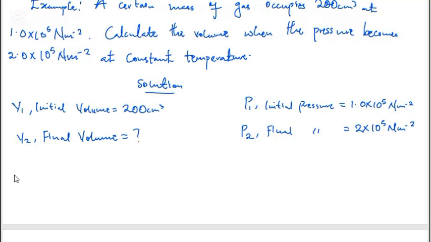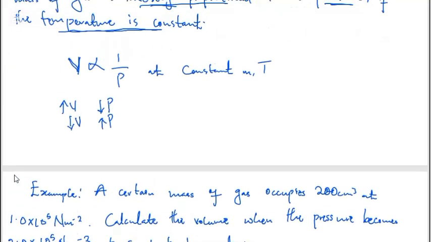So what do you know? I forgot to mention, if V is inversely proportional to 1 over P, therefore you introduce a constant, you have that V is equal to K times 1 over P, where K is your constant. That means it does not change. So K is equal to what? PV.